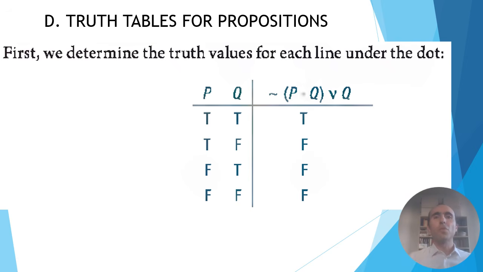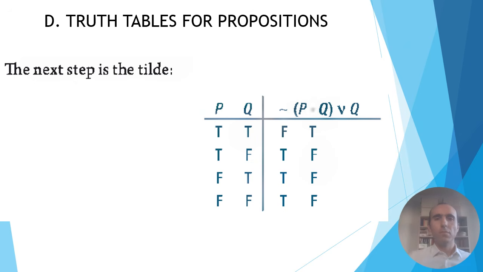To continue constructing this truth table, first we determine the truth values for each line under the dot. As you know, only the first line is true, because only in the first line both conjuncts are true. Then the other lines are false because in the other lines at least one of the conjuncts is false.